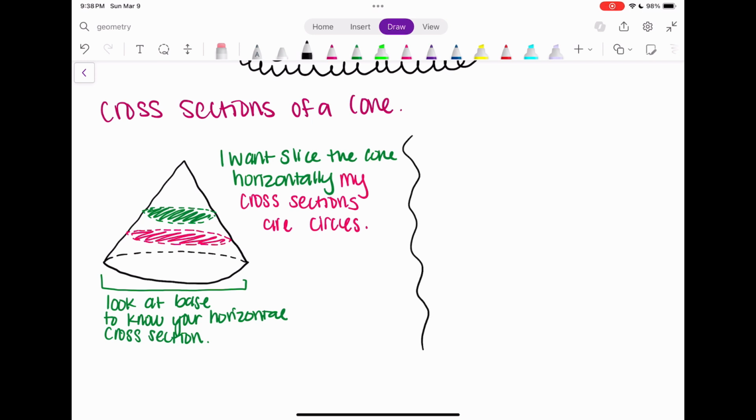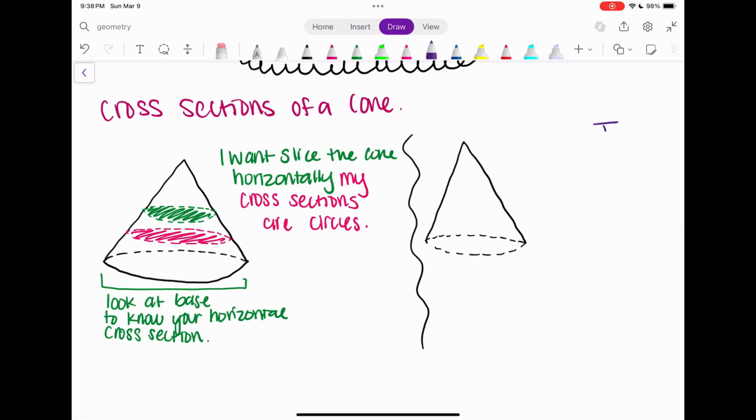Right. So we talked about our horizontal cross section. I want to talk about our vertical cross section also. So let's draw another cone. This one is going to be on your test. This specific one, when it's being cut vertically, will be on your test.